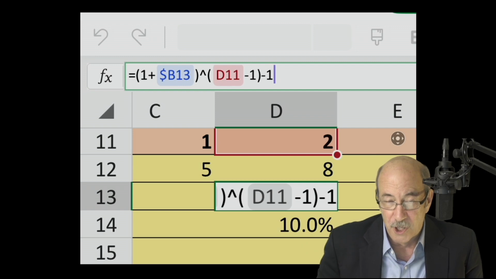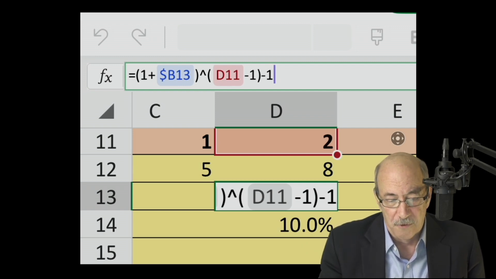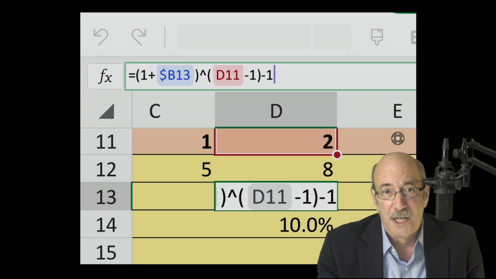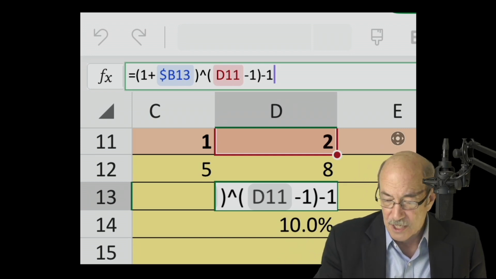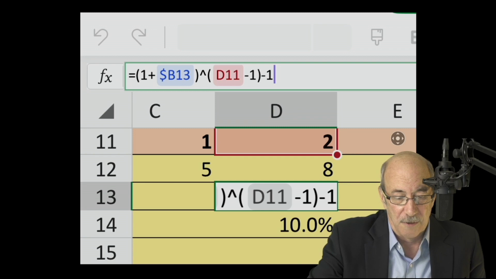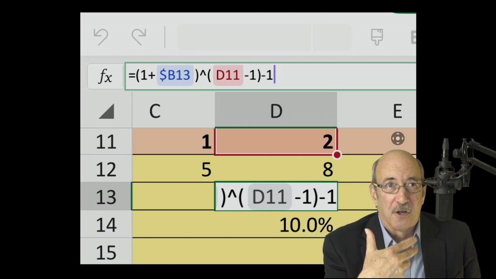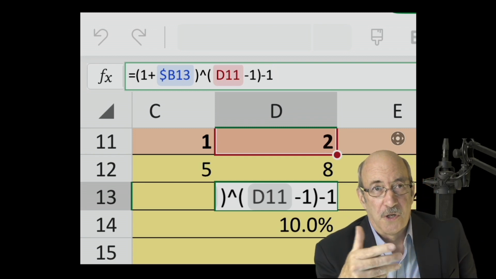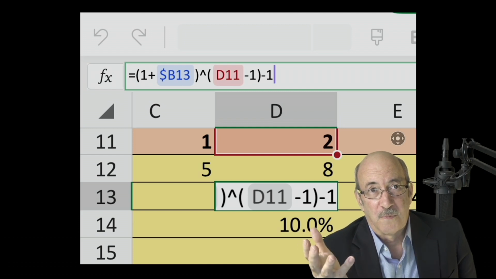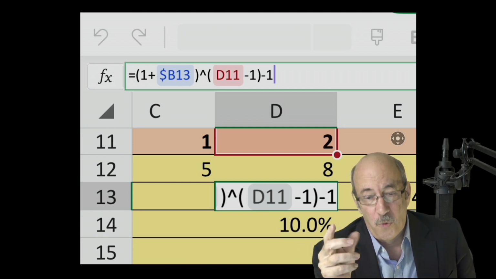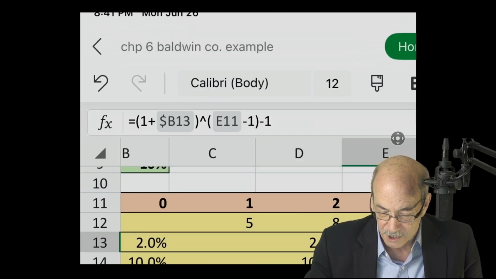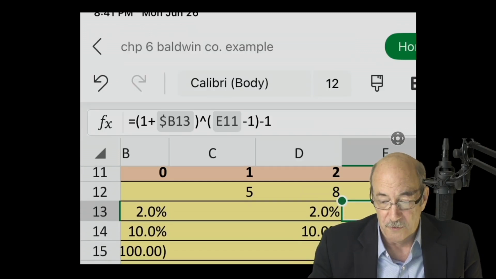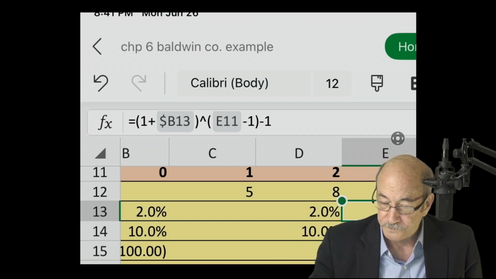And then we're also subtracting off that final minus 1, which is outside of the exponent, right? So all we're doing there is subtracting off that first 1. We took 1 plus 0.02 raised to the first power. Now we have to subtract off that 1, and we're going to end up with just the 2% right there in cell D13. All right.